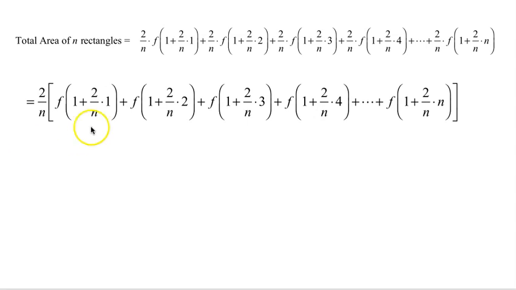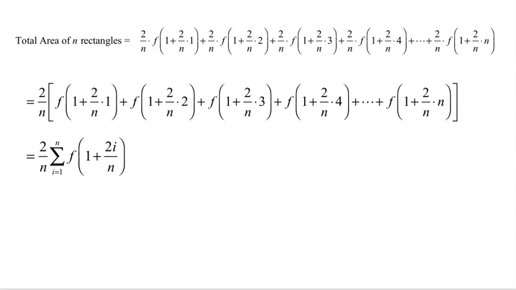And then you want to notice what's changing here. 1, 2, 3, 4, dot, dot, dot, ending at n. So I can do this as f of 1 plus 2 over n times i, summing as i goes from 1 to n. So rewriting this in sigma notation, we get 2 over n times the sum as i goes from 1 to n of f of 1 plus 2i over n. That's what we're dealing with.